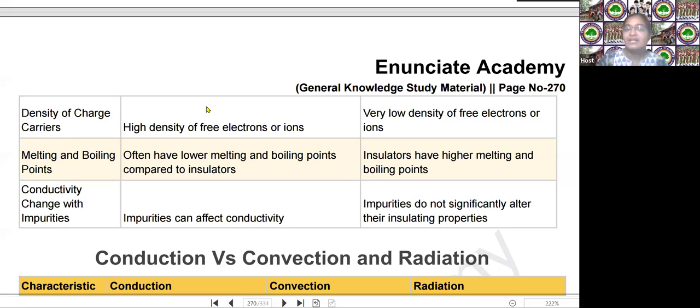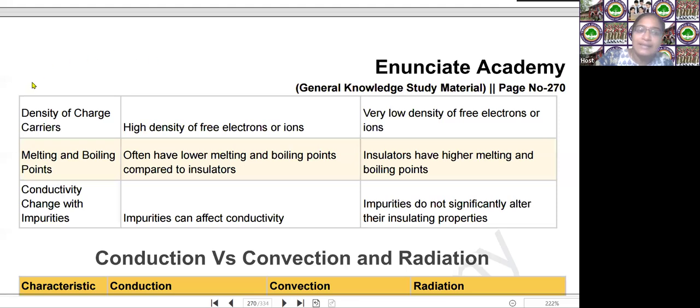Do you understand? The density of charge carriers is one of the qualities. If you see a conductor, conductors have a very high density of free electrons and ions. That's why it is used as a conductor. But the insulator has a very low density of free electrons or free ions. Okay, that's why we use it as an insulator.